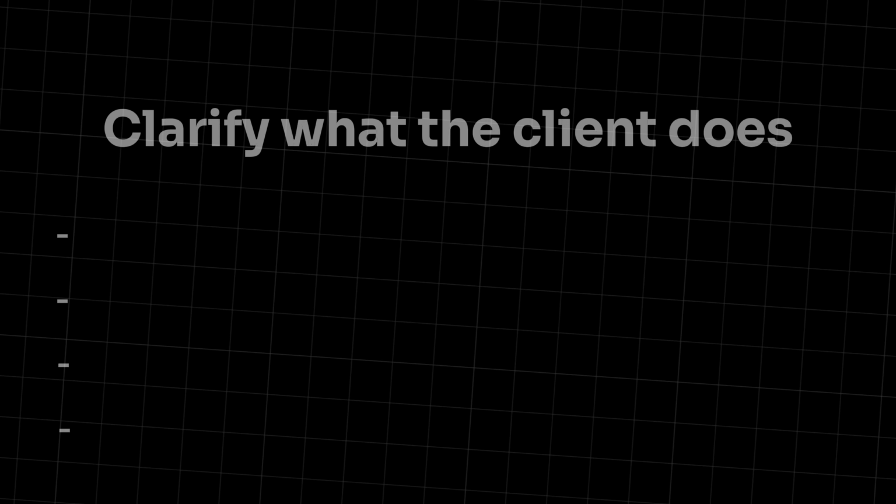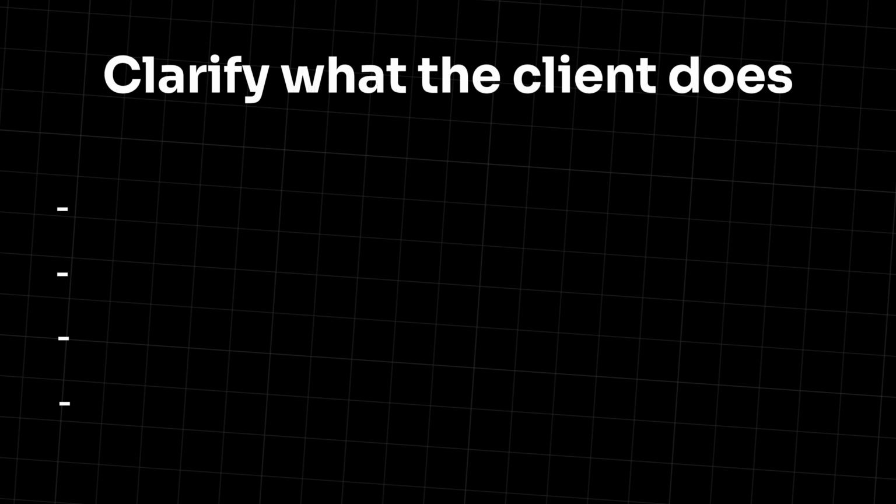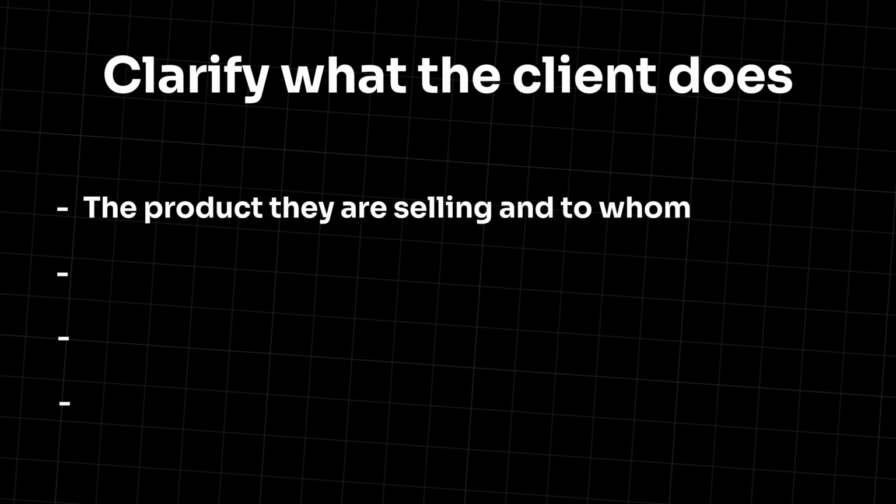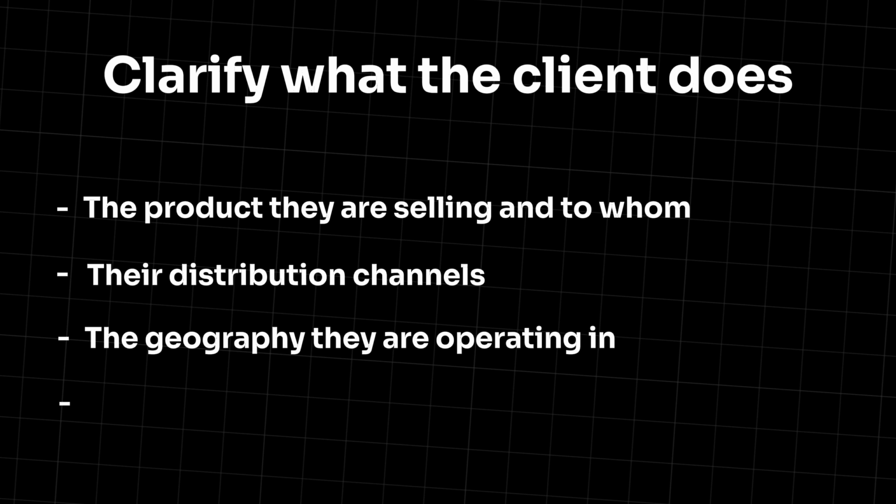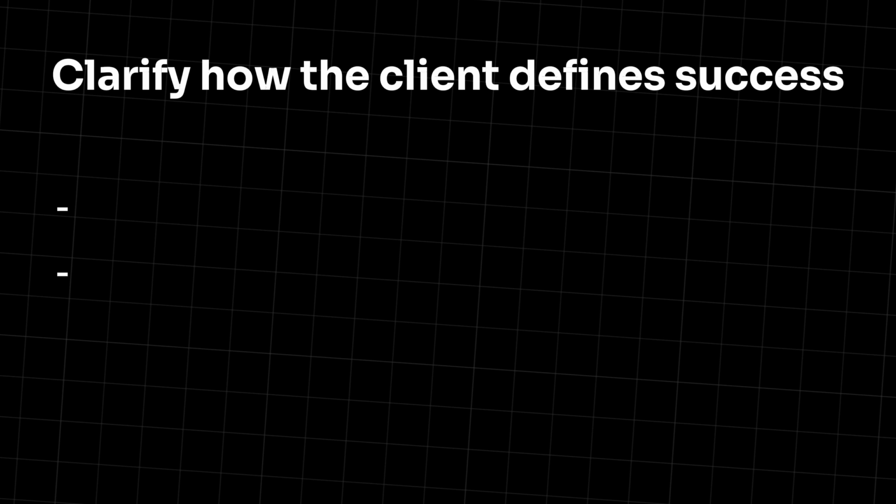Not only is it important to understand what your client does, but also because it can make you solve the wrong problem. To avoid solving the wrong problem, you must clarify the problem statement. How? First, clarify what the client does. Check the following areas in particular: the products, clients, distribution channels, the geography or the macroeconomic environment they operate in, and their limitations. Second, clarify how the customer defines success.